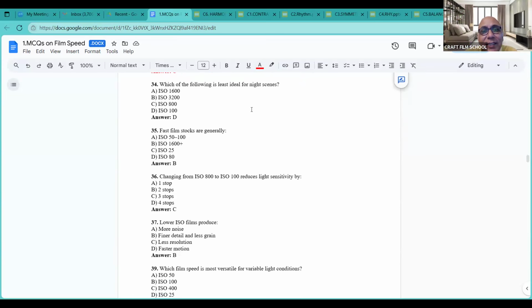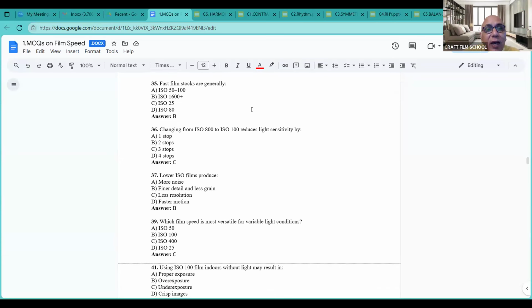Which of the following is least ideal for a night scene? What happens in a night scene? The light condition is very low. So if the light condition is very low and you are using a 100 ASA film, it is not suitable, because it is suitable for daylight when you have enough light to get the correct exposure. So a high speed film is required for the night scene. Indirectly, he is asking that.